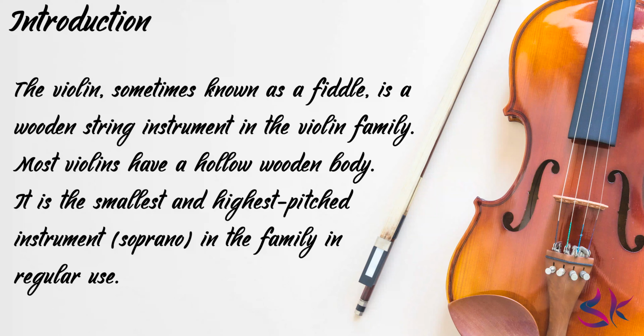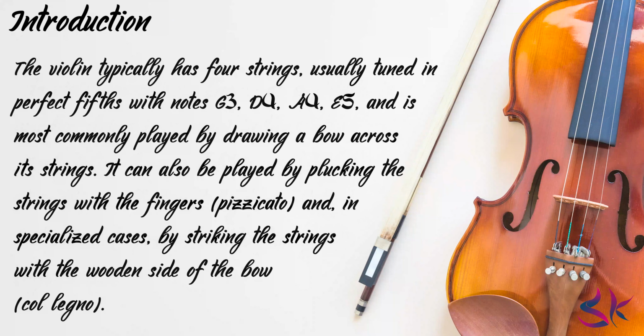The violin, sometimes known as a fiddle, is a wooden string instrument in the violin family. Most violins have a hollow wooden body. It is the smallest and highest pitched instrument, soprano, in the family in regular use. The violin typically has 4 strings, usually tuned in perfect fifths with notes G3, D4, A4, E5, and is most commonly played by drawing the bow across its strings.